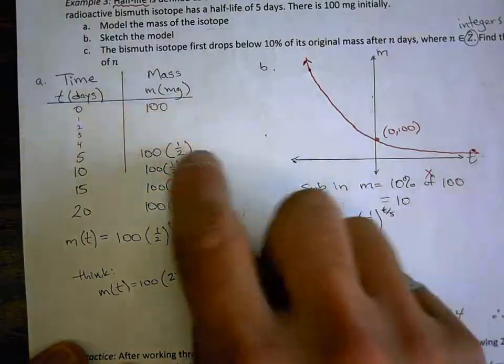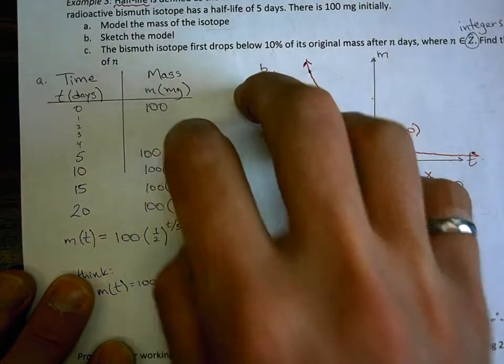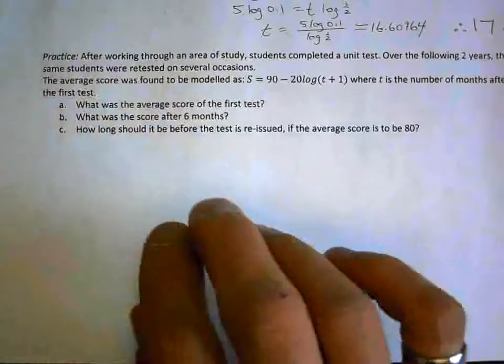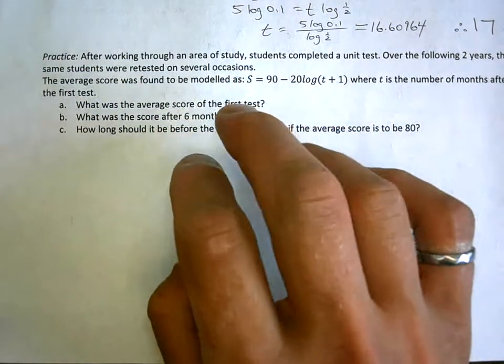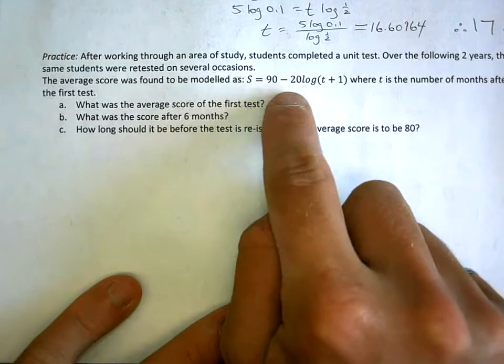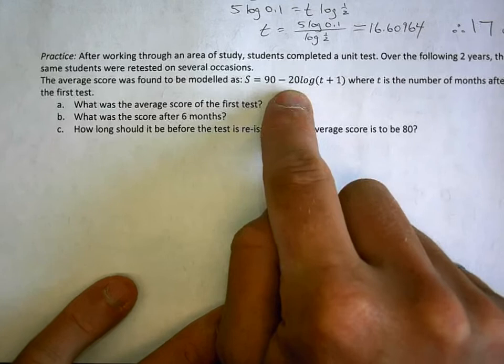So you might get a question where you have to make your own equation for exponents. It's unlikely you're going to have to make your own equation for logarithms. Usually for logarithms, if you're going to have a word problem, they're going to give it to you. They're going to give you the model. They're going to give you the equation. So that makes your life a lot easier.